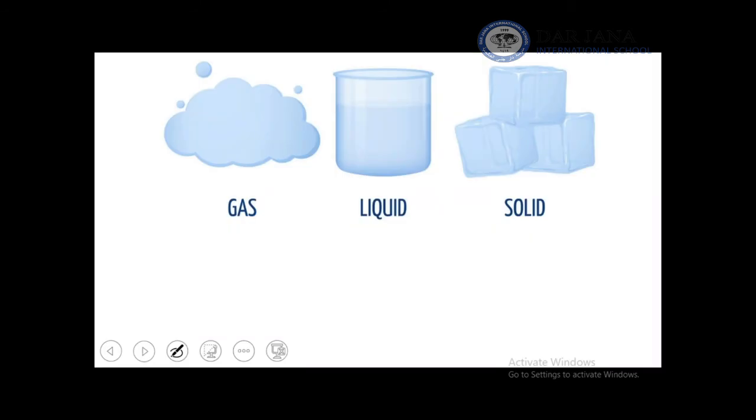Now, many processes other than chemical reactions absorb or release heat. Not only chemical reactions; physical changes do that, the changes in state. All of you know that the 3 most common states of matter are solid, liquid, and gas. Changing a solid into a liquid is called melting. Changing a liquid into a gas is called vaporization.